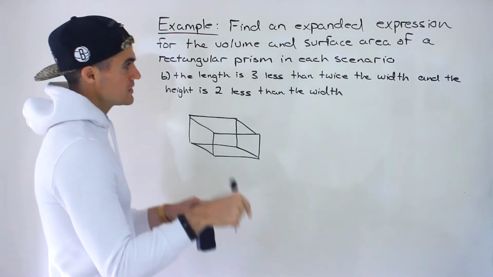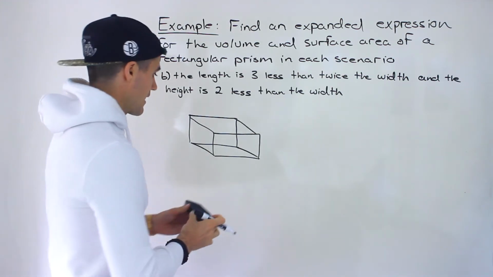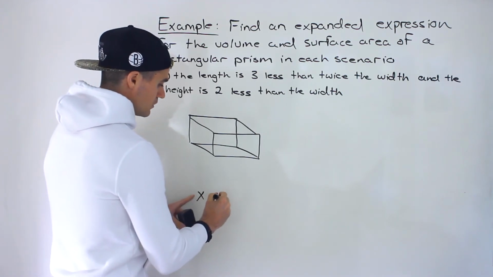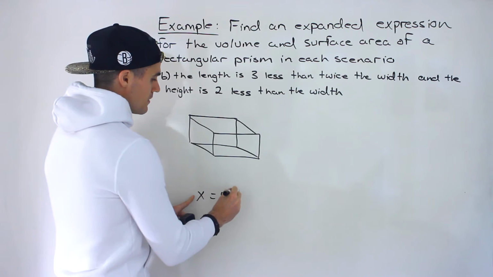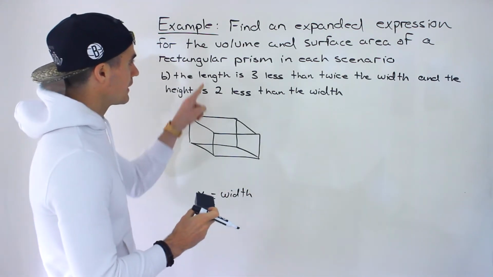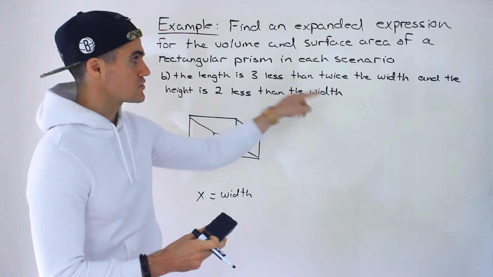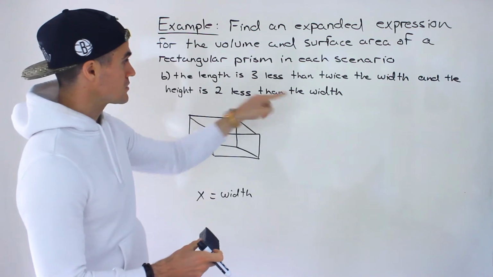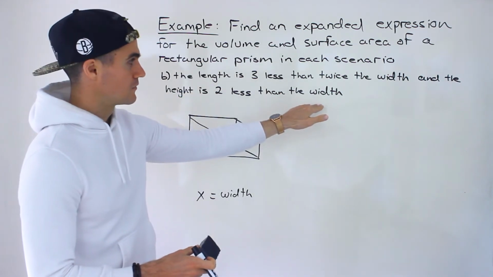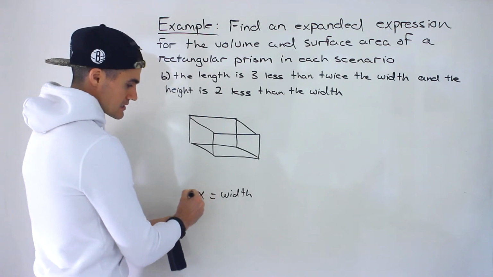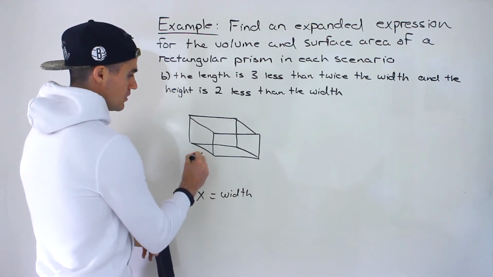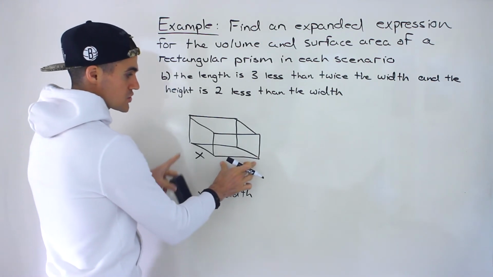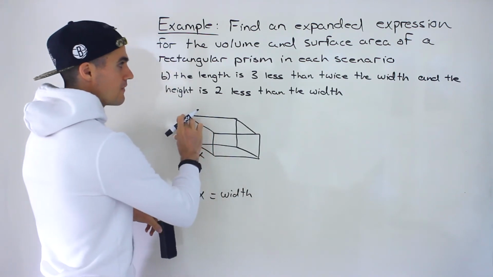And again, in this particular question, I feel like letting the variable, whatever you're going to use, x, w, or whatever, be the width in this case again, because notice the length is 3 less than twice the width, so the length is based on the width, and then the height is 2 less than the width. So notice the height is based on the width as well. So I feel like it just makes sense to let x equal the width, and then it's easier to make the expressions for the length and the height as well.